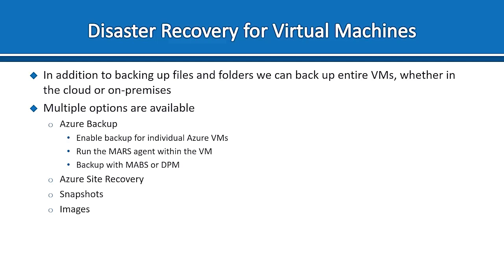Okay, so the way that was laid out was a little bit confusing. Let me rephrase. The first bullet point is actually a checkbox in the portal where we can just enable backup for individual VMs. We could also alternatively install the MARS agent within a VM, or we could use MABS or DPM to back them up that way. Okay, and in that case, we don't have to do the agent.